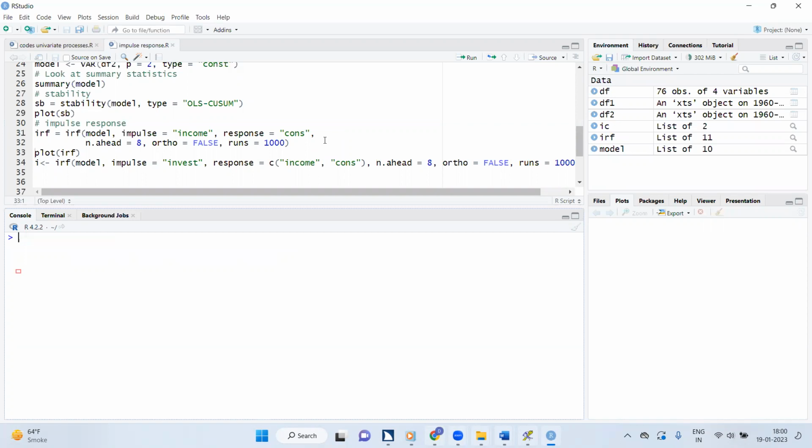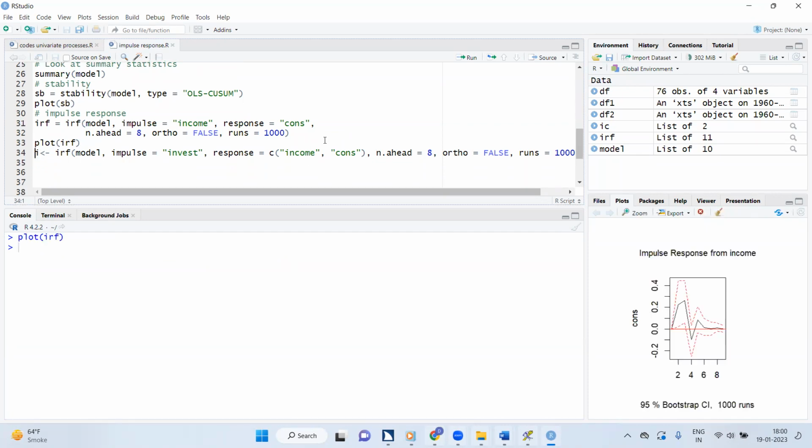Yeah, because I did not plot it. One second. Okay, plot IRF. What about now? Is it visible? Yeah. Look at this graph.